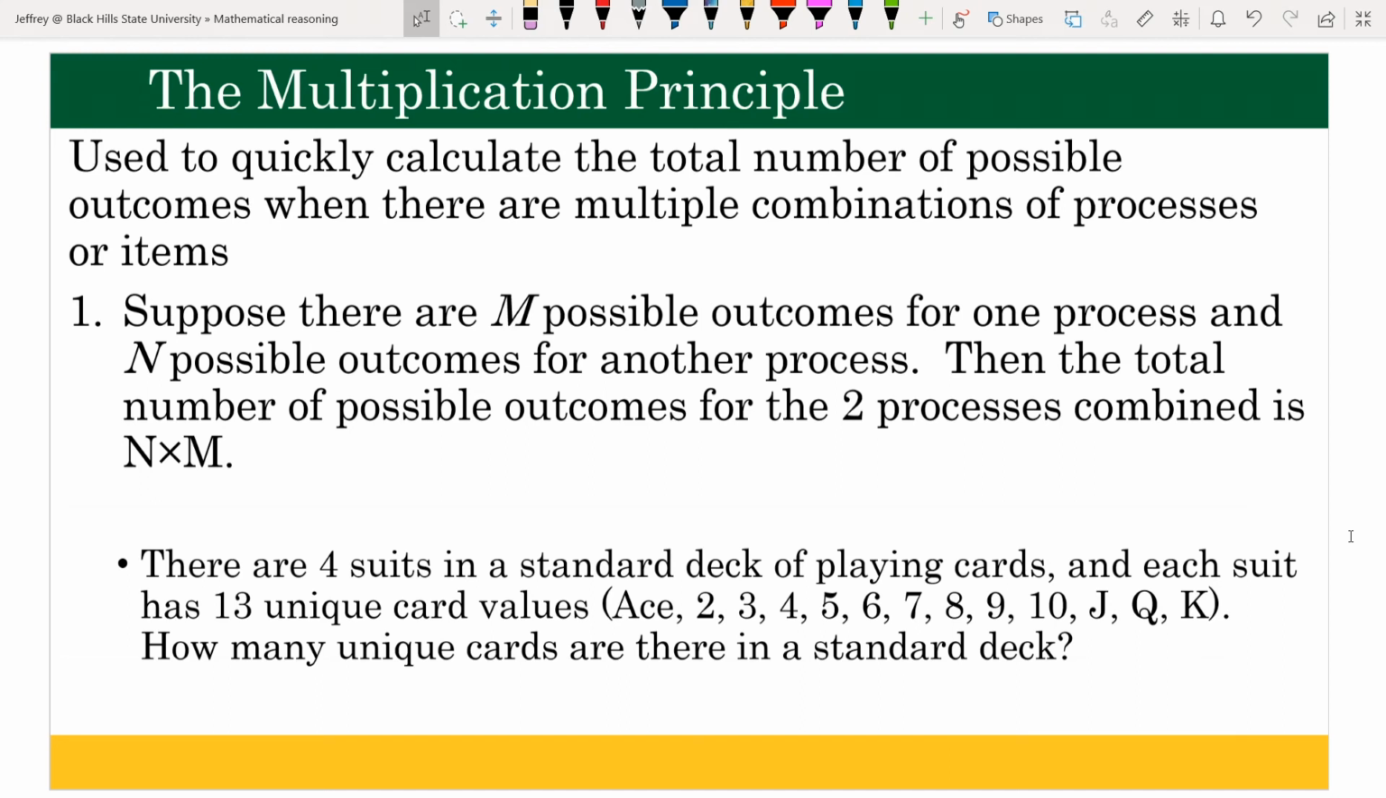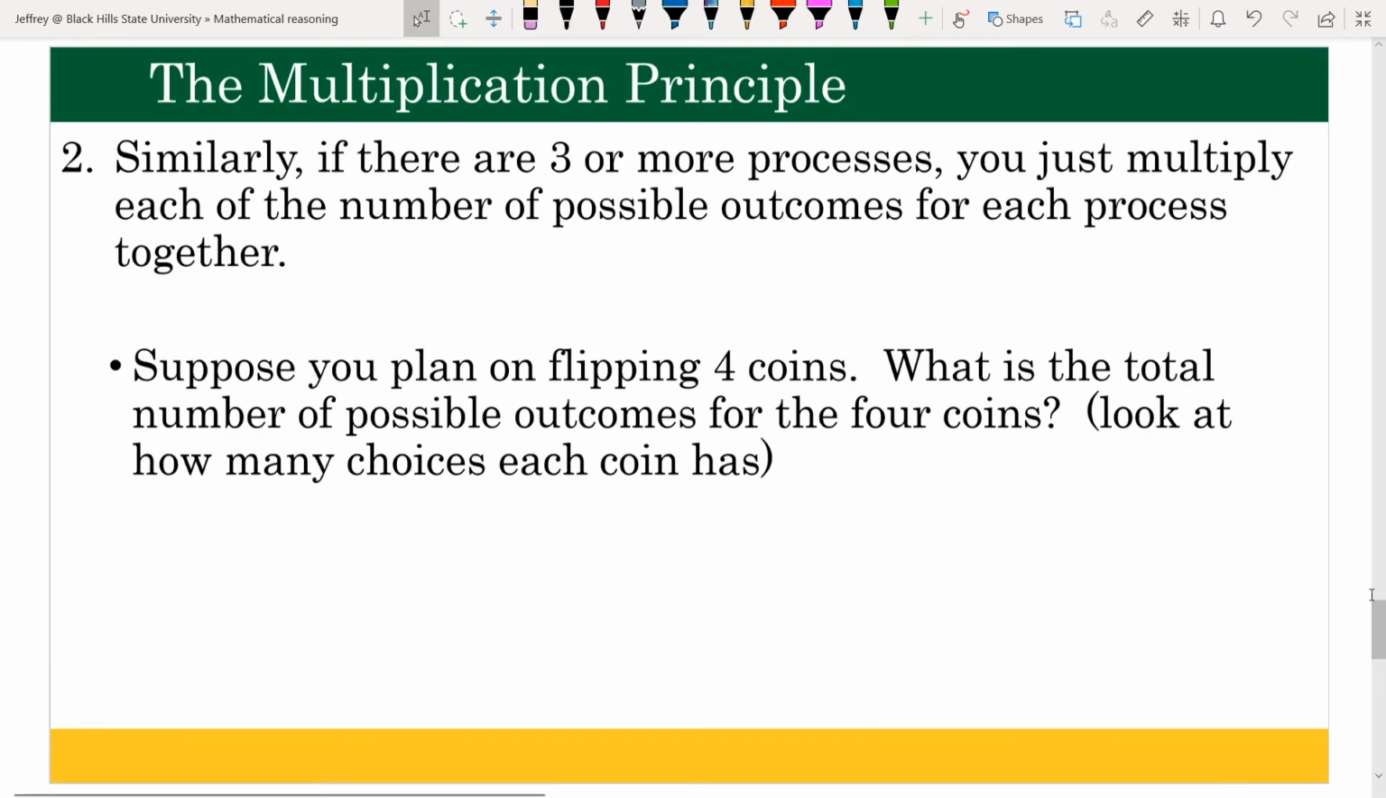So you can kind of think of these playing cards as having 4 different suits, and there are 13 unique card values. So if we're trying to figure out how many unique cards there are, we would take 4 times 13 to get 52. Now, of course, if we have more than 2 different types of processes, we can basically just keep multiplying the numbers together. So if we were to flip 4 coins, we can find that there are 2 choices for the first coin, 2 for the second, 2 for the third, and 2 for the fourth. Multiply those together, and we get 16 possible outcomes.